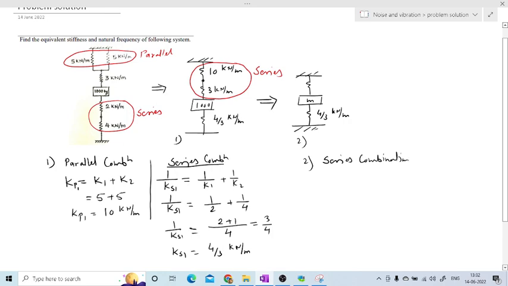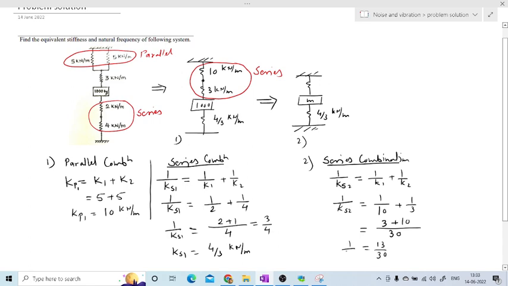Now, what is the formula for the series combination? It is inverse addition. So 1 by k is equal to 1 by k1 plus 1 by k2. So I'm solving this second time. So I'll write KS2. So 1 by KS2 equal to 1 divided by, see, the first spring is 10 and second spring is 3. So 1 divided by 10 plus 1 divided by 3. Now to solve this one, I'll make denominator same. So here I'll multiply by 3 and divide by 3. So this will become 3 by 30. And here I'll multiply by 10 and divide by 10. So plus 10 means 1 into 10 is 10 and 3 into 10 is 30. So this will become 30. So this will finally become 13 by 30, 1 divided by KS2.